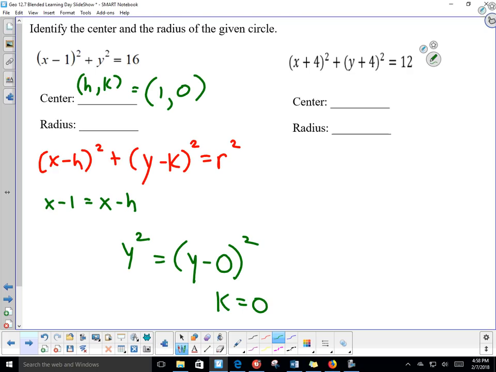How about the radius? Well, remember, this number right here is the radius squared. So if 16 is equal to the radius squared, we're going to take the square root to find the radius. Take the square root of both sides, and we find out that the radius is really the square root of 16, which is 4.